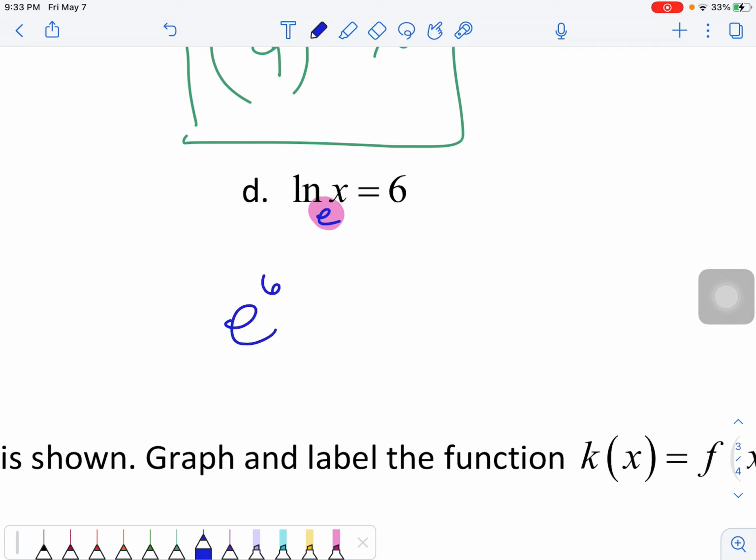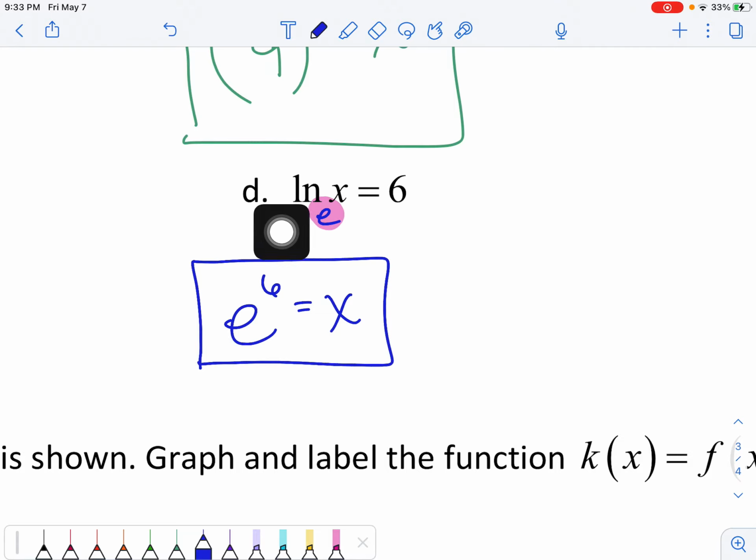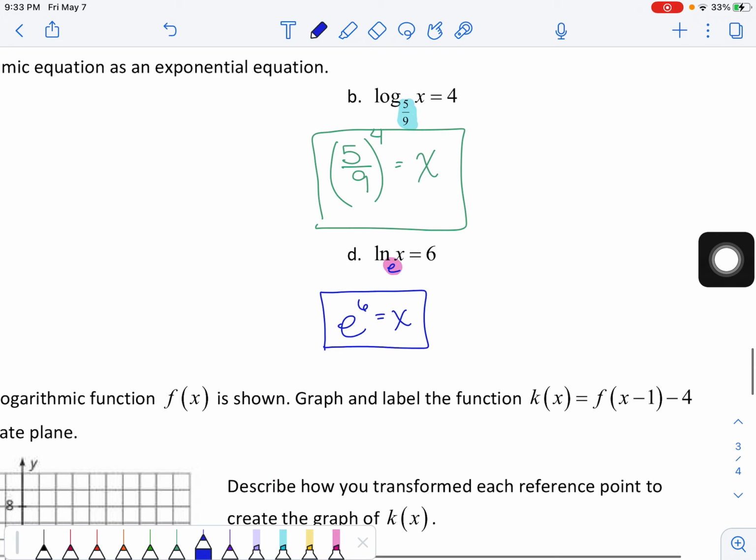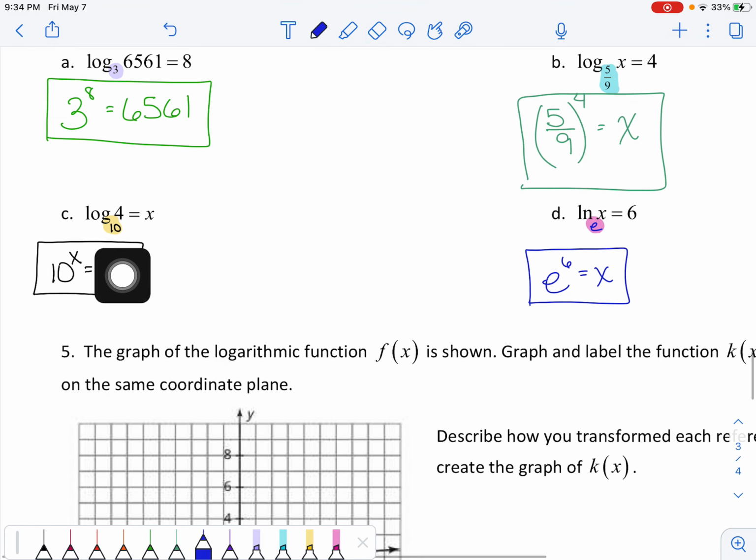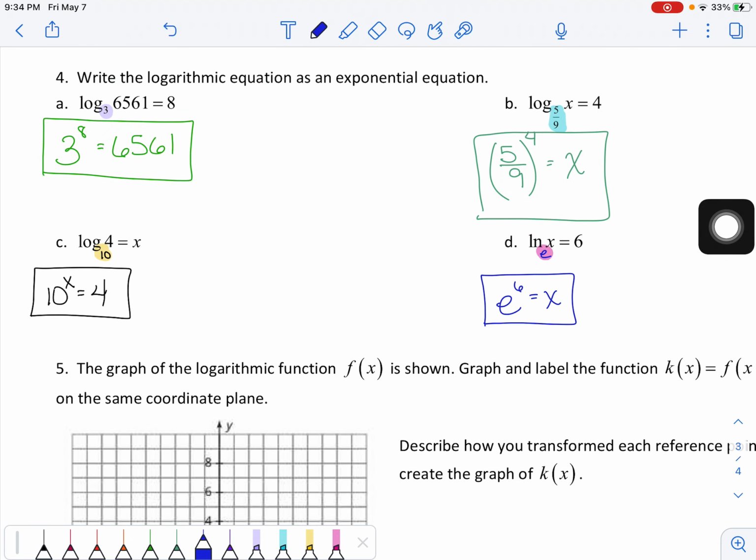So this is e to the 6th is equal to x. All right, so when you see ln, or natural log, that's a base e. If you see just log, so log by itself, that is a base 10, okay? All right, so problem number 4 is all done with rewriting the exponential as logarithmic, logarithmic as exponential.